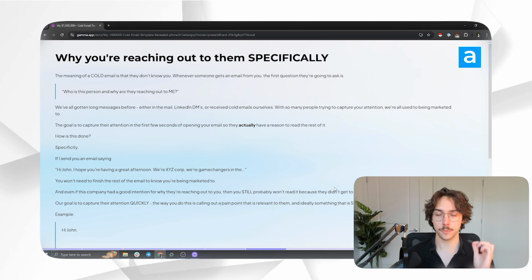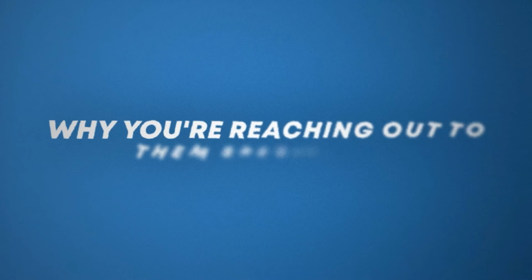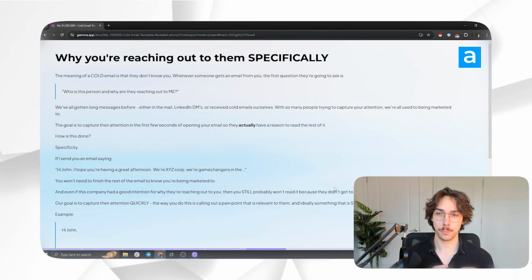The first part of your cold email is why you're reaching out to them specifically. So before you jump in, talk about what you can sell them and all the different things that you want to pitch people, you want to talk about why you're even reaching out to them and why them specifically. So the meaning of a cold email is that they don't know you. That's the whole point of it being cold.